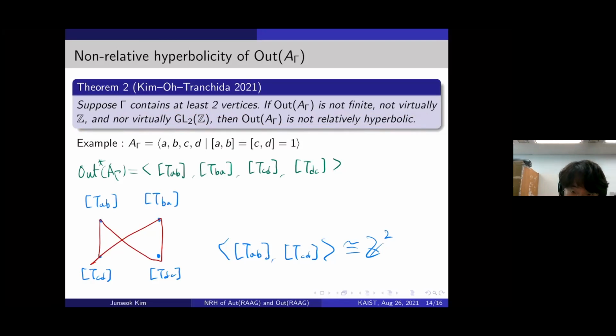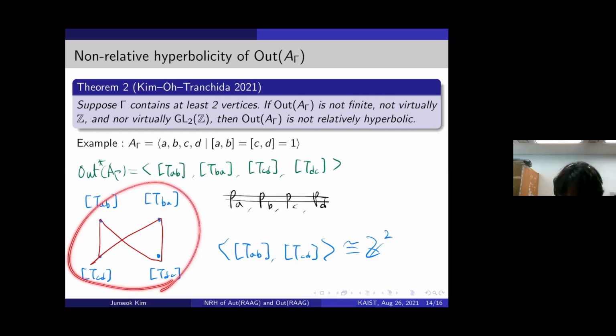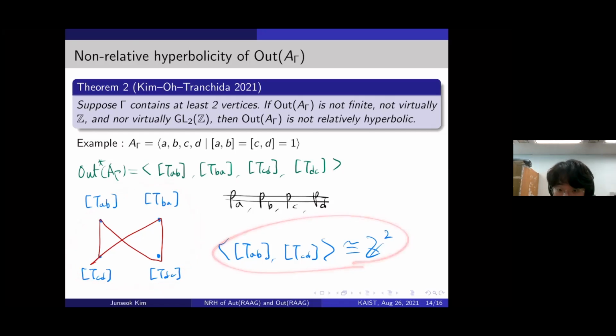Let's see the same example that appeared in the automorphism case. Out star has generators like this. It's because the inner automorphisms P_A, P_B, P_C, and P_D vanish in the outer automorphism group. So there are no partial conjugations, and all the things that appeared in the Aut case, like connectedness of the commutative graph and the rank 2 free abelian condition, also hold in the outer automorphism group case. So we can deduce that Out A_Γ is not relatively hyperbolic. That's the end of my talk. Let me stop here. Thank you.